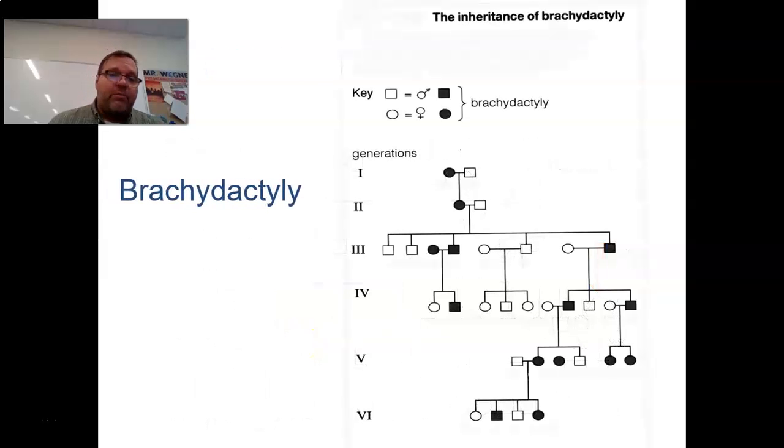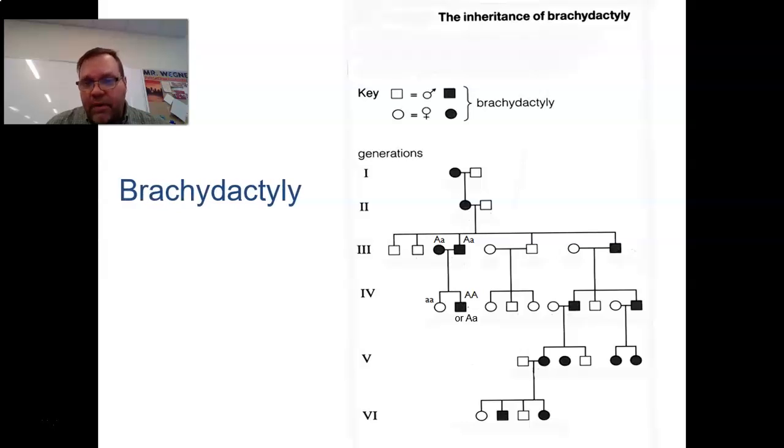Let's do this last one. Brachydactyly. Brachydactyly is a disease in which you have really shortened fingers and toes. Your fingers and toes are too short. So let's see if we can figure some of this out. Right now, we do not know if the capital letter carries it or if the lowercase letter carries it. So let's see if we can do some investigation.